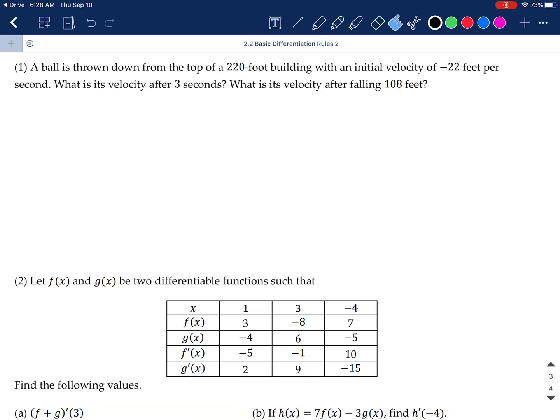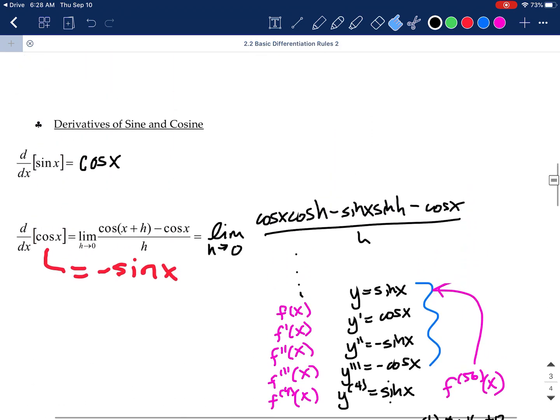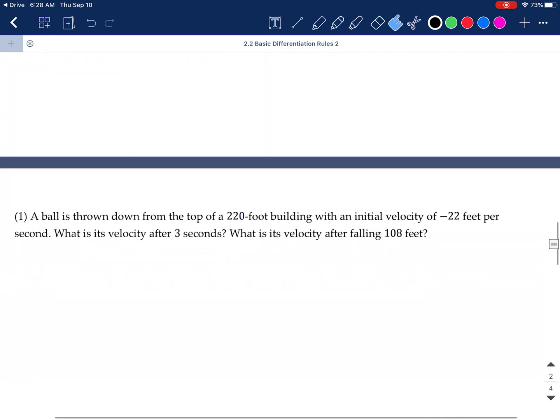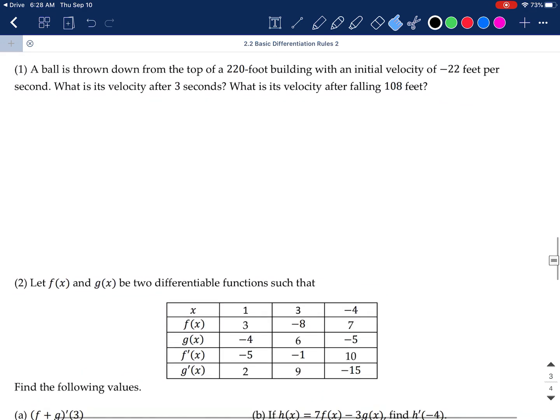Welcome back, everybody. So we're still in 2.2 on basic differentiation rules. We're going to start looking at some examples now, both of using those derivative rules that we derived previously, so the power rule, the derivative of cosine as well as sine, and then looking at some application style questions, which looks like we're going to start with here.